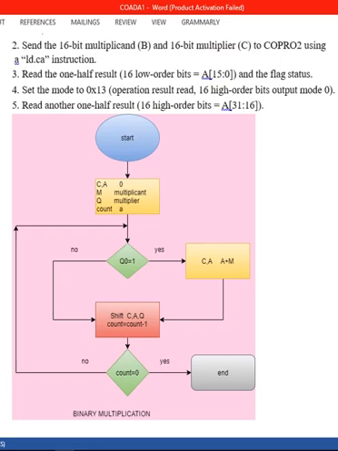This is the flowchart, where M is the multiplicand and Q is the multiplier. It checks whether the Q0 value is 1, and if the condition holds, it goes to A equals A plus M, shifts the value through CAQ, and the count value is reduced by 1. After that, it checks whether the count is 0 and the process ends. If the count is not 0, the process continues again.